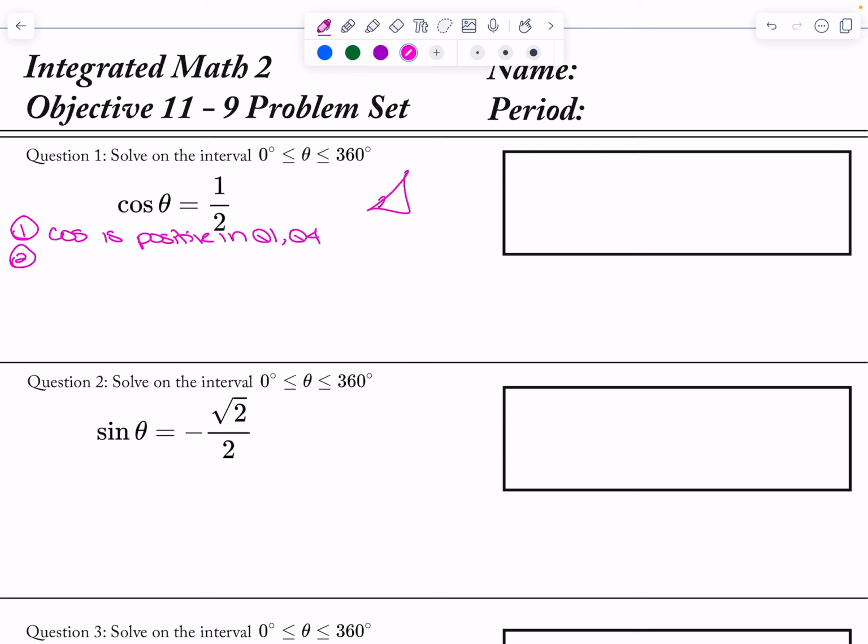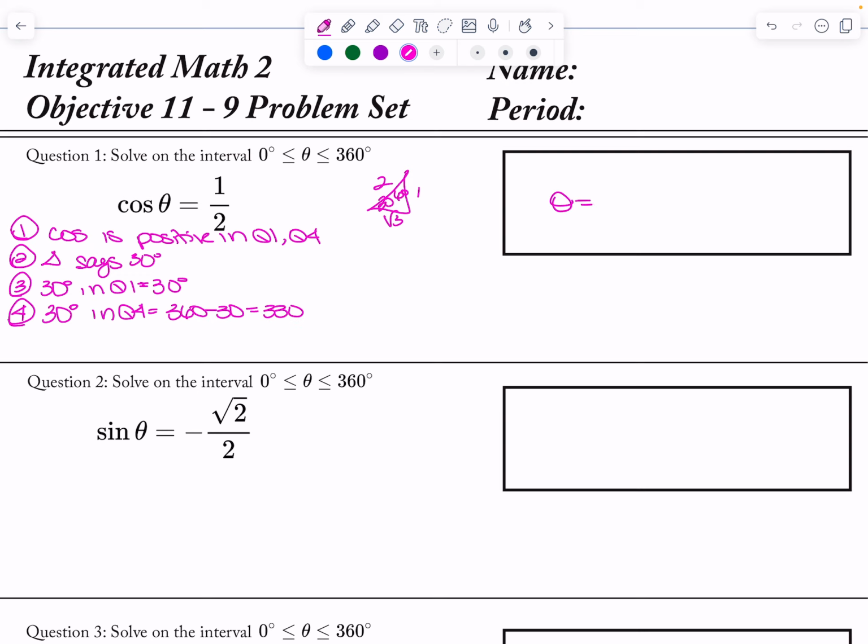My triangle, my 30, 60, 90, root 3, 1, and 2, says 30 degrees. And then I want to put 30 degrees in quadrant 1, which is itself. And then I want to put 30 degrees in quadrant 4, which is 360 minus 30, which is 330 degrees. So my theta is 30 and 330 degrees.